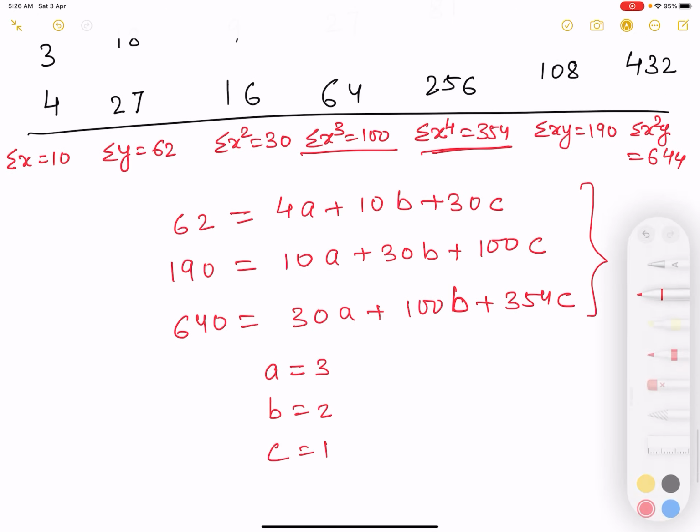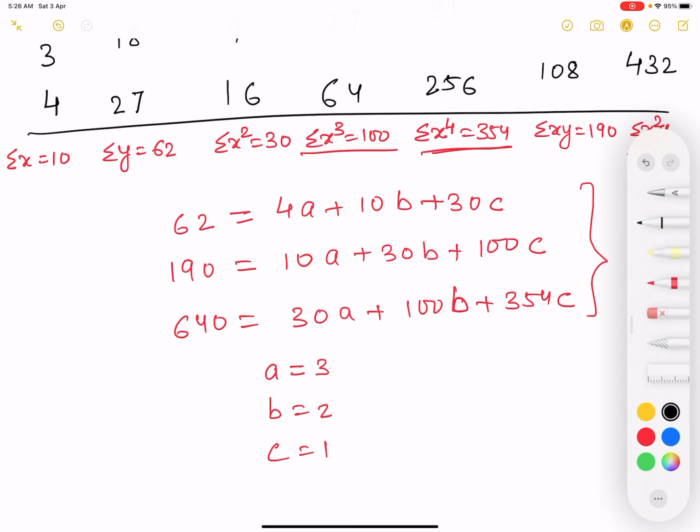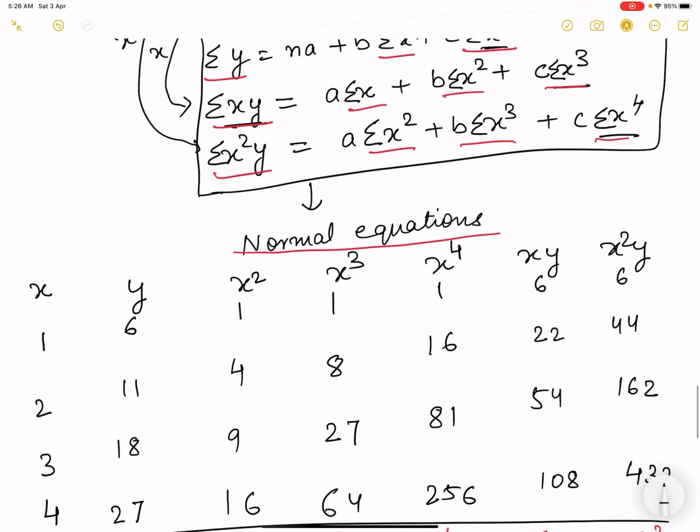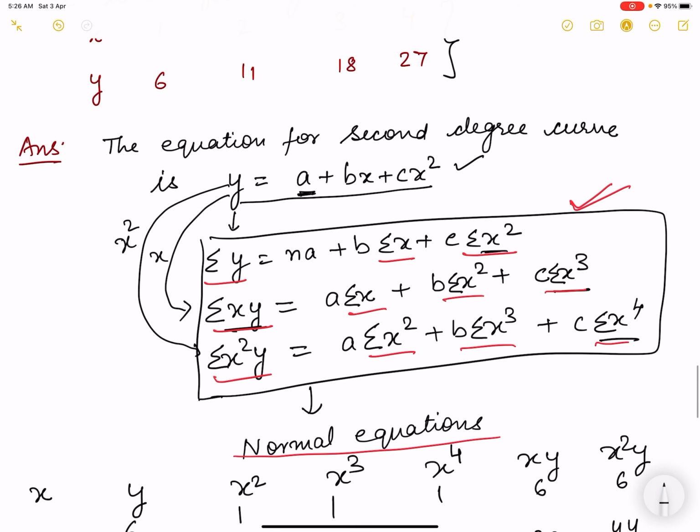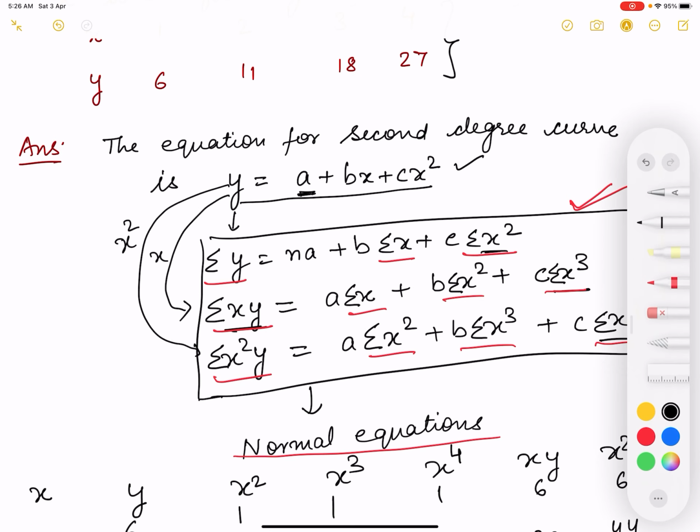Now I have to write the final answer, that is the curve which I had fitted. So the curve which I had fitted is this curve, y is equal to a plus bx plus cx square. I'm going to put it in this curve.